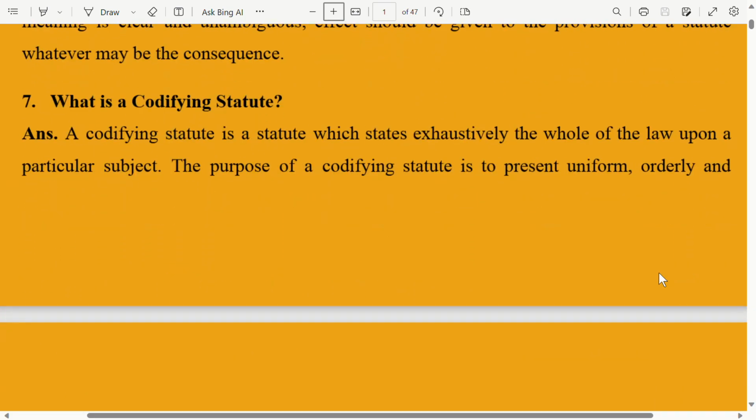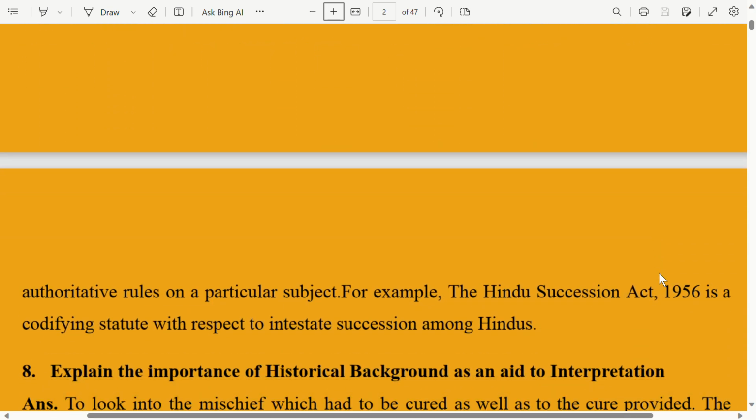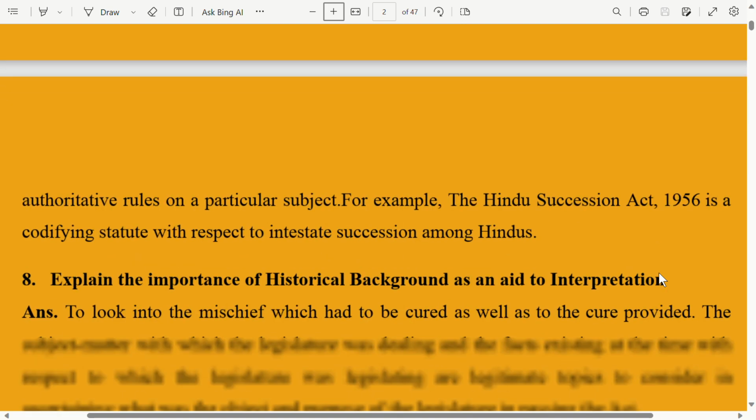What is a codifying statute? A codifying statute is a statute which states exhaustively the whole of the law upon a particular subject. The purpose of a codifying statute is to present uniform, orderly, and authoritative rules on a particular subject. For example, the Hindu Succession Act 1956 is a codifying statute with respect to intestate succession among Hindus.